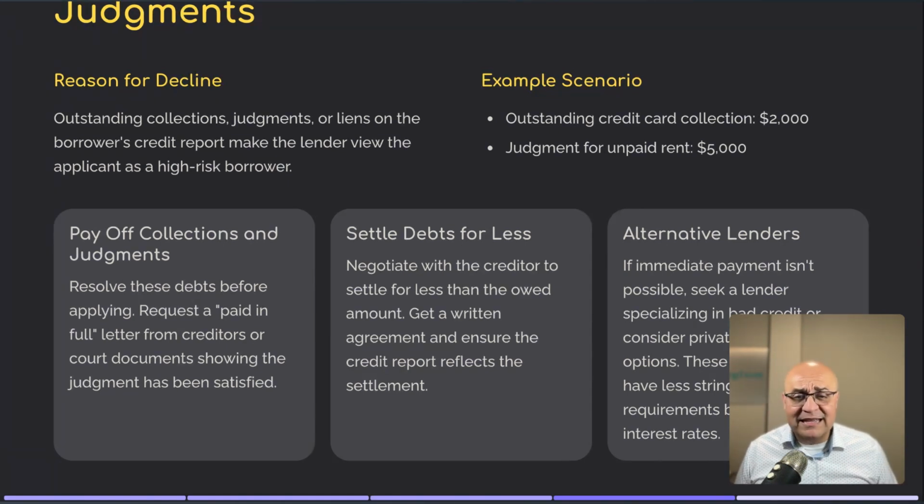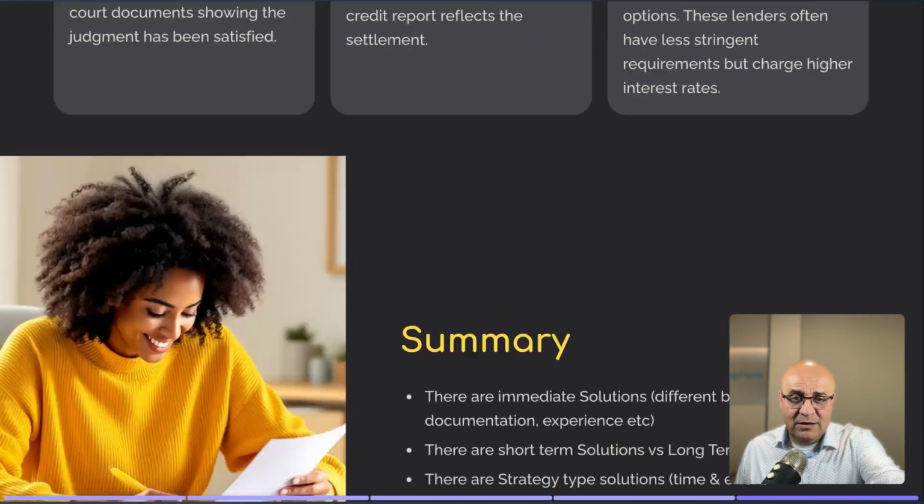You can also settle the debts for less. That will also damage your credit report, so it may provide a temporary relief, a temporary solution. Or you can seek alternative lenders, or look at private mortgage options where you can use private money, pay this off, and then allow the credit history to recover, and then you can go back and reapply for a loan. So they're all strategies and solutions for this problem, but of course every single situation is a little bit different.